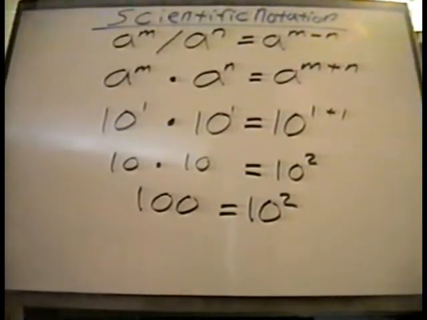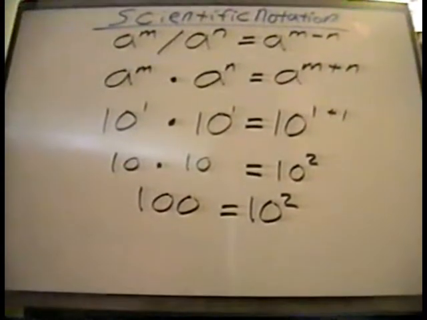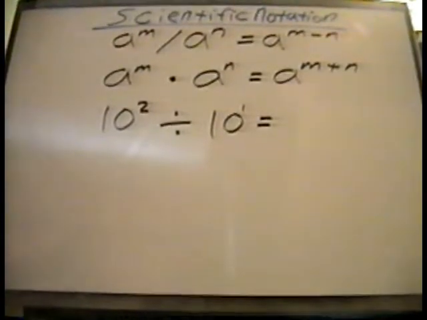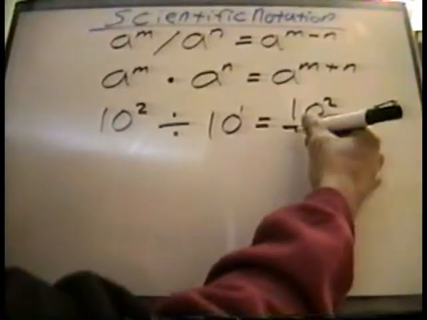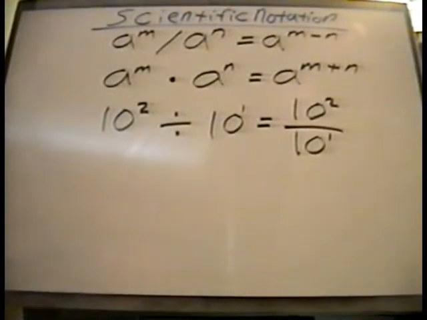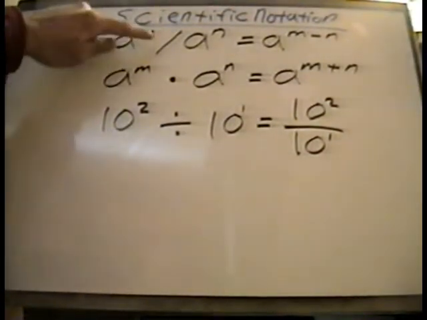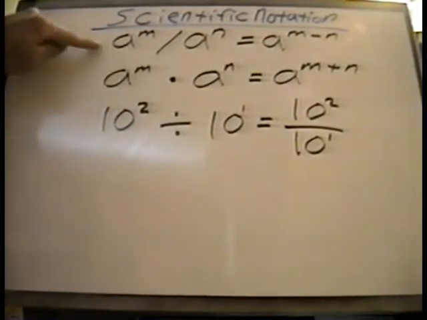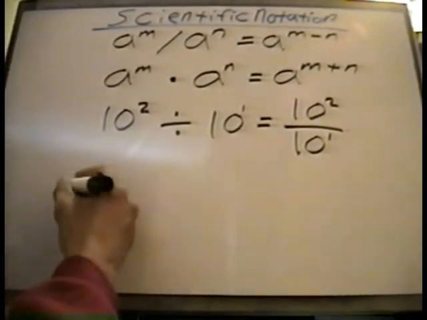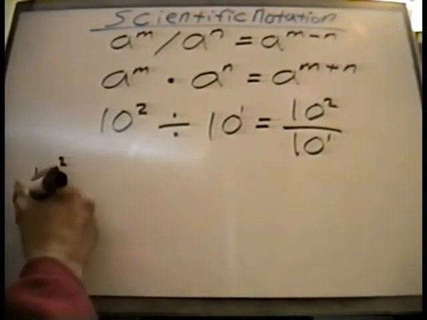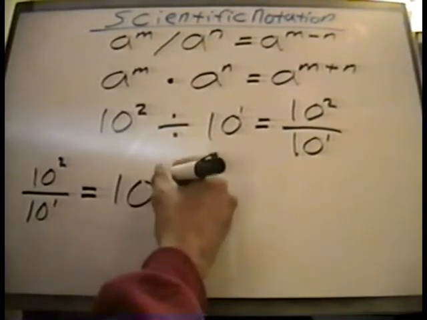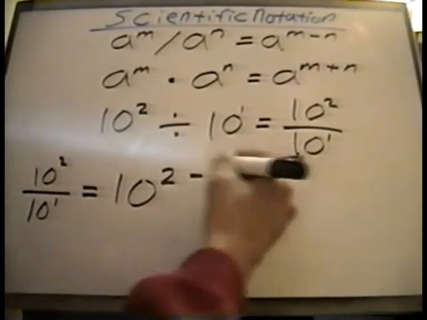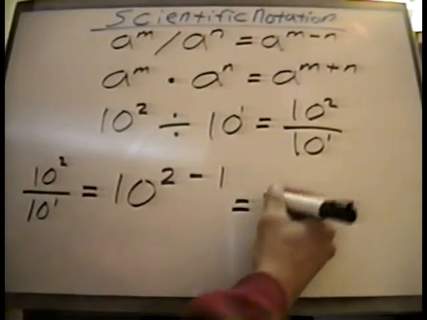Now 10 to the power of 2 divided by 10 to the power of 1. Now that takes the form of a fraction, 10 to the power of 2 over 10 to the power of 1. Now look here at our exponent laws of division. 10 to the power of 2 divided by 10 to the power of 1 becomes 10 to the power of 2 minus 1, which gives us 10 to the power of 1, or simply 10.